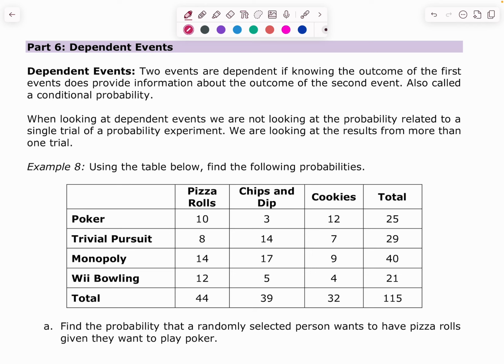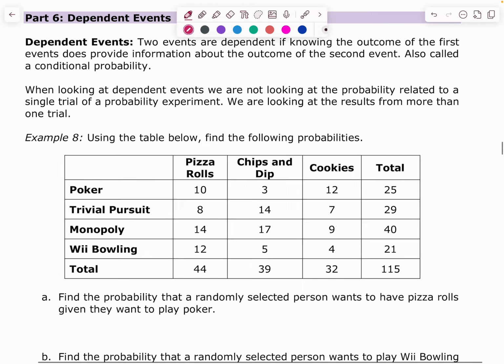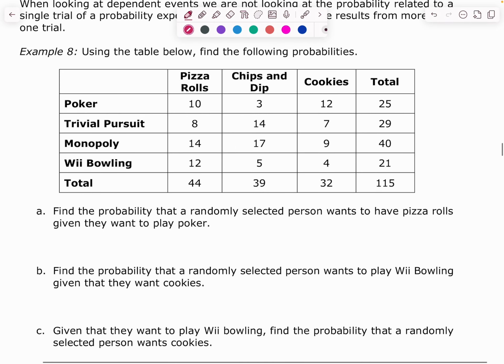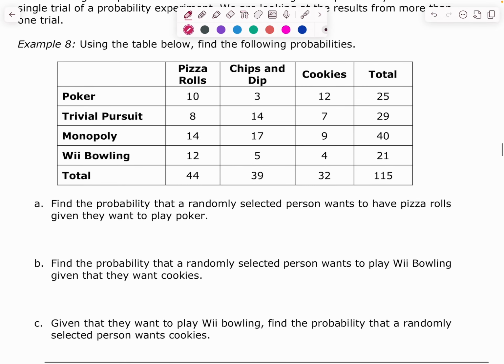Just like with independent events, when we're looking at dependent events, we are not looking at the probability related to a single trial. We are looking at the results for more than one trial of an experiment, so we're looking at actions that are repeated more than once, typically. So we're going to start by looking at a contingency table, and we're going to find some conditional probabilities using a table.